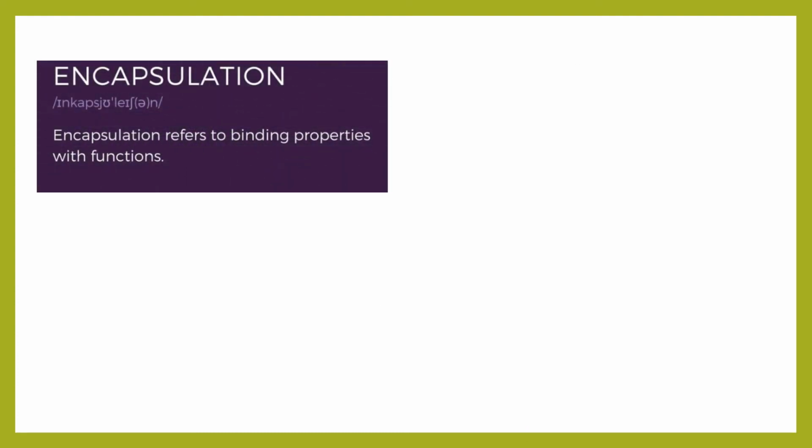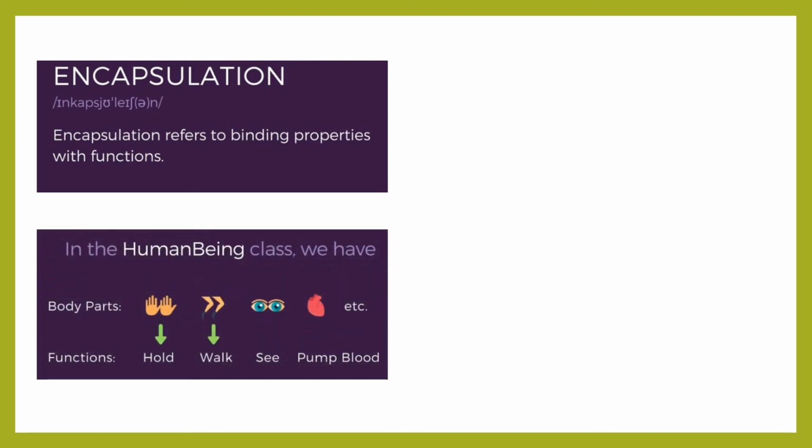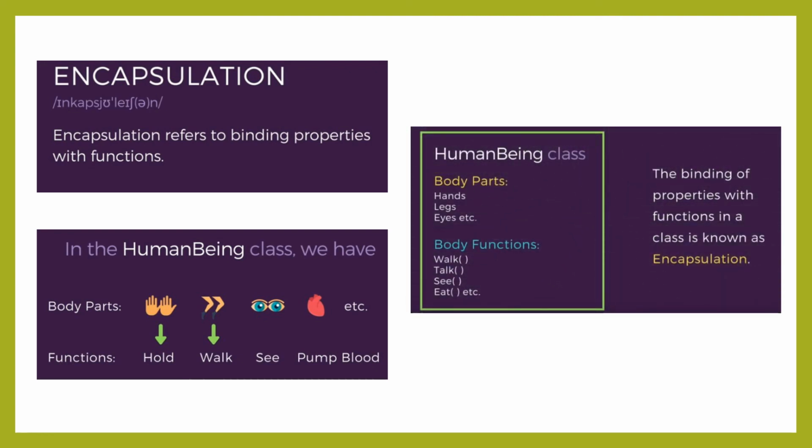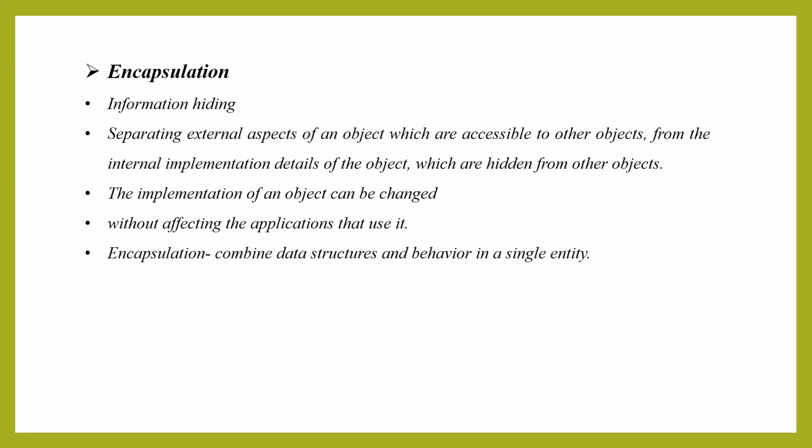Let us see what is encapsulation. Encapsulation is nothing but binding the properties with functions. See here, we are binding the body parts with the function. These are the properties and we are binding them. Encapsulation is also called information hiding, which separates the external aspects of an object which are accessible to other objects from the internal implementation.